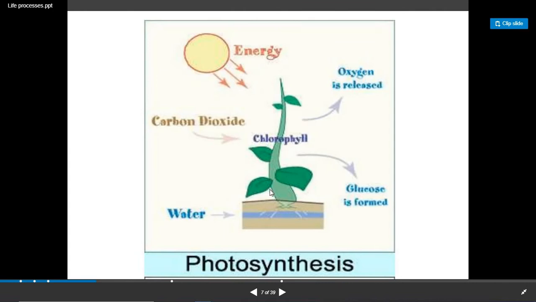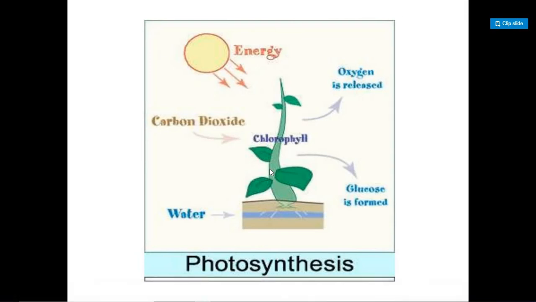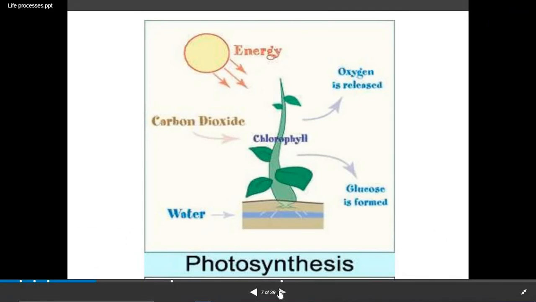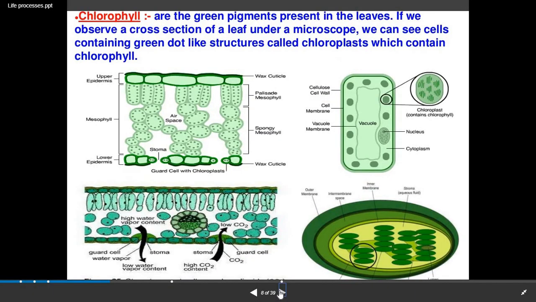Now we will see where this chlorophyll is present and how the stomata are helpful in the process of photosynthesis. So what is chlorophyll? They are the green pigments present in the leaves. If we observe a cross section of a leaf under a microscope, we can see cells containing green dot-like structures called chloroplast, which contain chlorophyll.